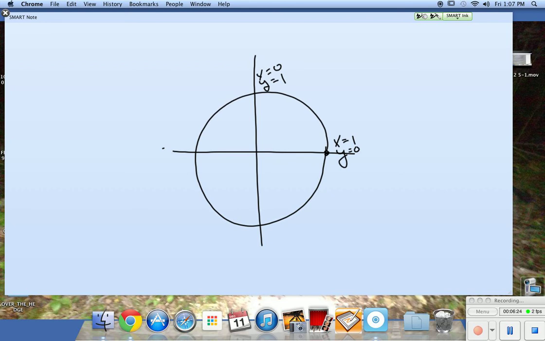So if we started plotting these coordinates, it would look like 1, 0. Up here would be 0, 1. Back here would be negative 1, 0. Here would be 0, negative 1. Notice the similarity in what the sine graphs and cosine graphs start doing.